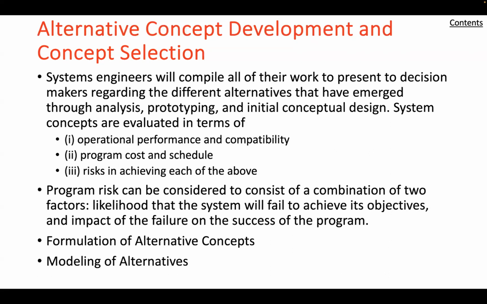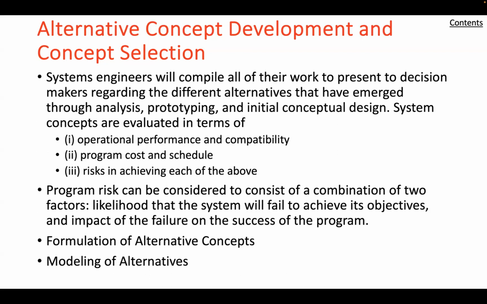Next, we'll talk about alternative concept development and concept selection, and we'll also have some discussion on formulation of alternative concepts and modeling of alternatives. The decisions in the process of concept definitions center on the selection of a particular system configuration or concept in order to satisfy the function it is to perform. These decisions do more to determine the ultimate performance, cost, and utility of the new system than those in any subsequent phase of the development.